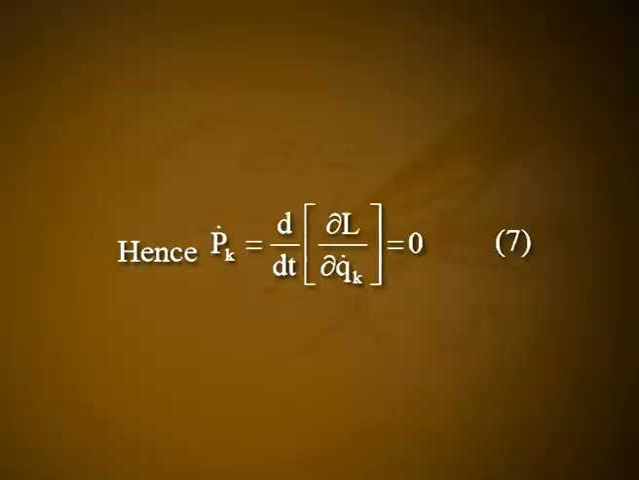In the expression for the Lagrangian L of a system, suppose a coordinate qk does not appear explicitly, then ∂L/∂qk is equal to 0. Let it be equation number 6. Hence, pk dot is equal to d/dt of ∂L/∂qk dot is equal to 0. Let it be equation number 7. Integrating, pk is equal to ∂L/∂qk dot, a constant. Let it be equation number 8. Whenever the Lagrangian function does not contain a coordinate qk explicitly, the generalized momentum pk is a constant of motion. The coordinate qk is called cyclic or ignorable coordinate.